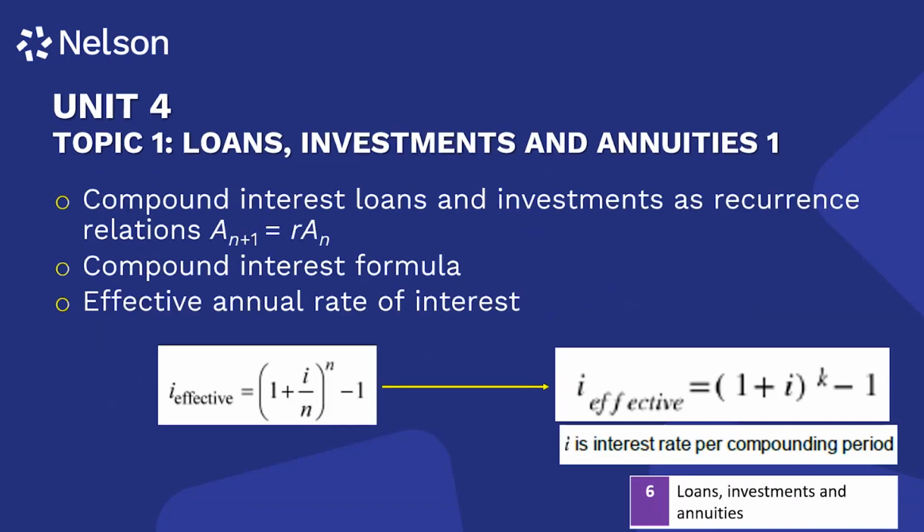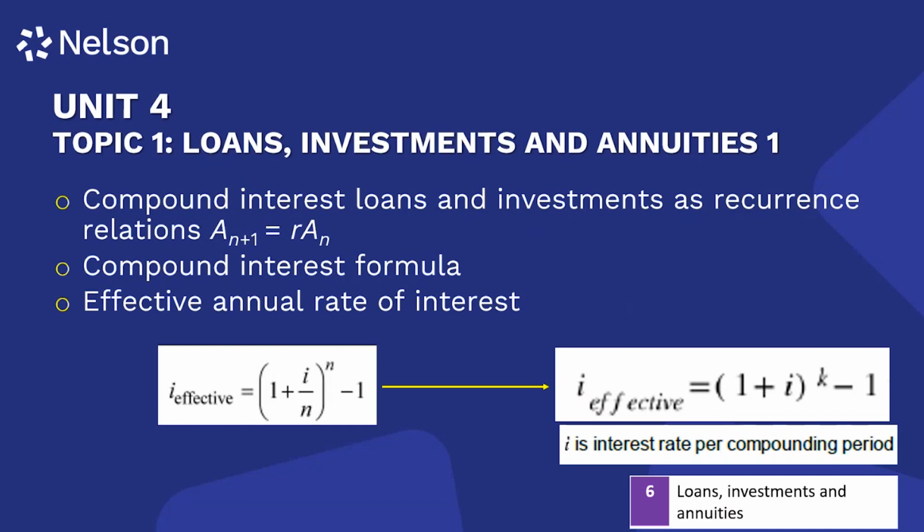Okay, Unit 4. So topic 1 is what is it? Loans, investments, and annuities. So nothing has changed, but there has been a subtle change in the effective annual rate of interest formula. I must admit, when I first saw this change, I thought there's a mistake there, isn't there? That it should be i over n. But what QCAA have done is they've redefined i to be the interest rate per compounding period, so now it works.